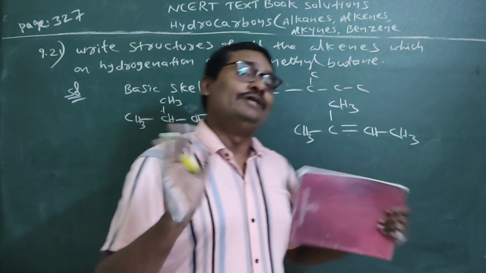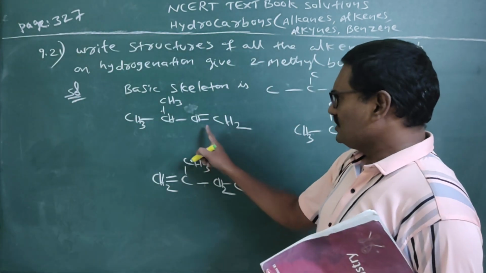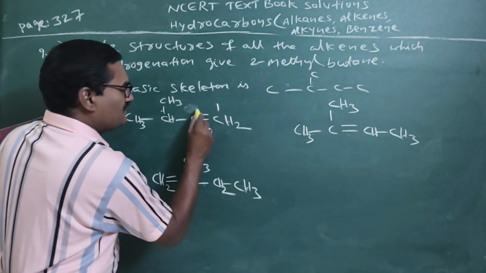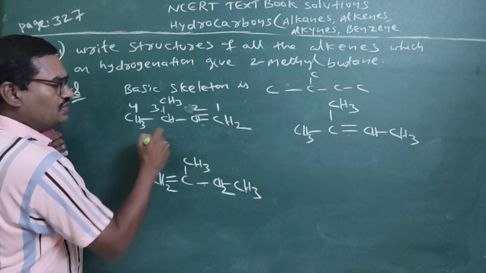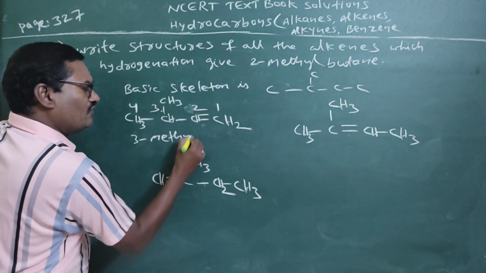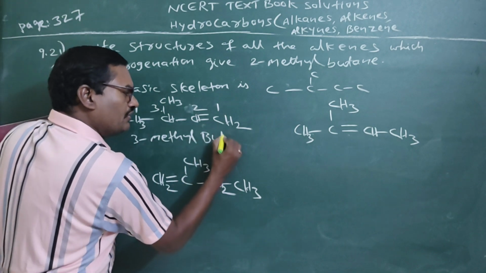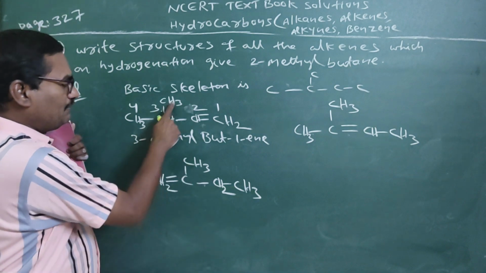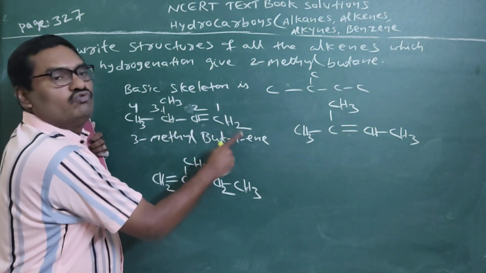Then we will write the IUPAC names. So it is a double bond. Numbering is given from this place 1, 2, 3, 4. So 3-methyl, 4 carbons means but, first place contains ene, but-1-ene. So third place contains methyl: 3-methylbut-1-ene.